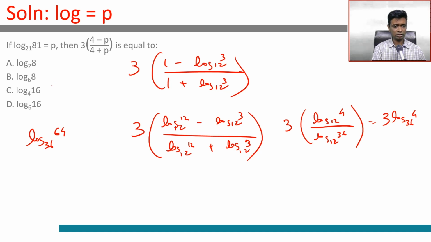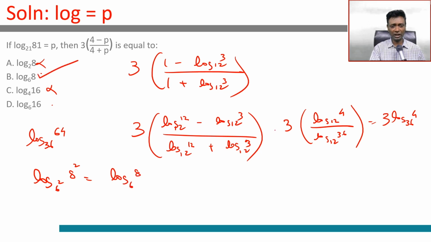So it is not this, this is not this, it is one of these two. 64 to the base 36, is it 16 to the base 6 or 8 to the base 6? This is log of 8 square to the base 6 square, which is nothing but log 8 to the base 6. Very, very tough question.